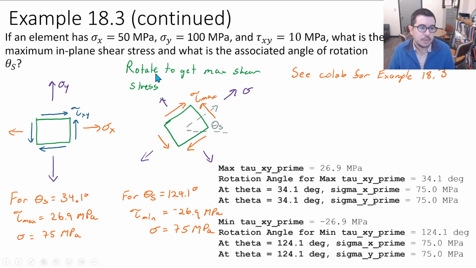So that's pretty much it. We've figured out what the maximum in-plane shear stress is, which also corresponds to a minimum in-plane shear stress. We've calculated that out, and we also know what the orientation is there. And for kind of a bonus, we've also figured out what the normal stress is for this element at that orientation.